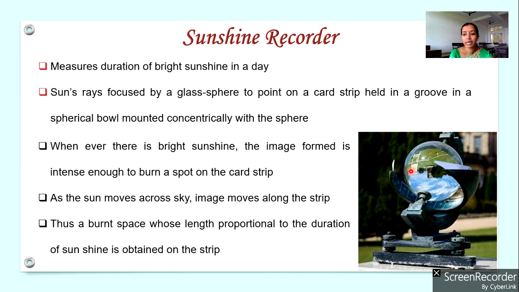So this glass sphere concentrates the entire sunlight to a particular point, and the intensity of that sunlight will be very high. It burns that particular point on this card. Okay, and as the sun moves, the point onto which this light is focused also moves. So a burned space will move, and we will get a particular length of burned space along this card. This card will be having scales. By measuring the length of that burned space, the duration of bright sunshine can be found out.